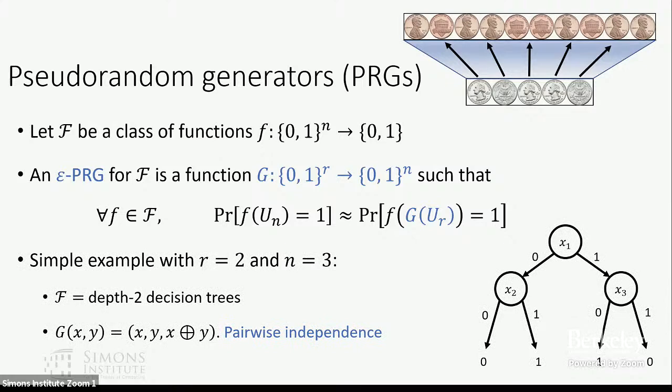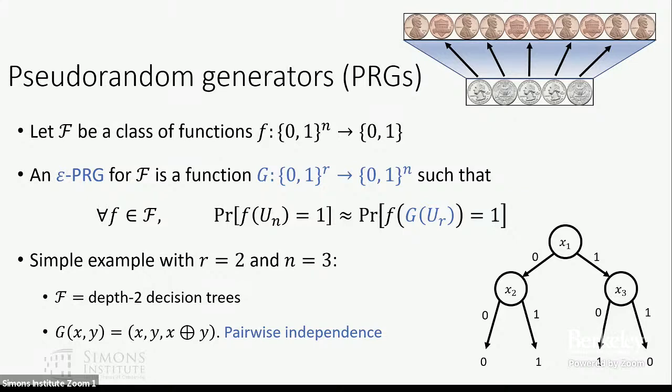So maybe the simplest possible example, here's a pseudorandom generator that stretches 2 bits out to 3 bits. The class of functions that we're going to fool are just depth 2 decision trees on these 3 bits. So it's just a little toy model. And the generator says you take the 2 bits of the seed x and y, and then you output x, and then y, and then the XOR of x and y. This is the classic example of a distribution that's pairwise independent, which means in particular that it will fool these depth 2 decision trees, things that only look at 2 bits.